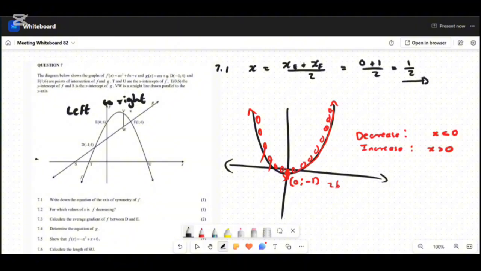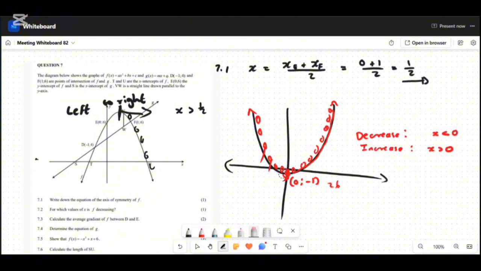f of x is decreasing on this part, from the turning point moving that side, right? And that is when your x value is greater than 1 over 2, because a graph increases and decreases from the turning point, which means the turning point is a point that determines increasing and decreasing of a graph. Just bear that in mind every time. Never forget that.